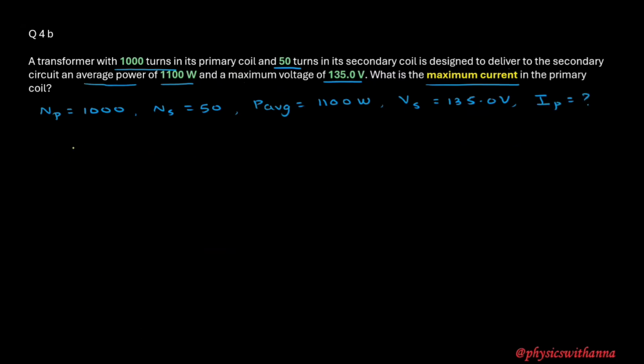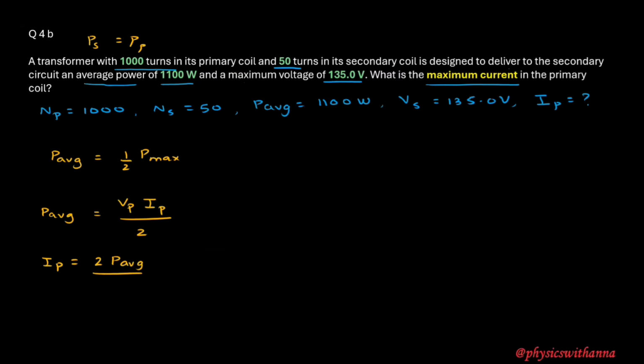So let's start with the expression for power again. We know the average power is half of maximum power. Maximum power you can write as maximum voltage across primary into maximum current across primary over 2. And we can relate this to primary voltage and current because power across secondary will be equal to power across primary for a transformer. Now let's rearrange. I get IP to be equal to 2 times power average over VP. Call this equation 1 because we still need to find what is VP.